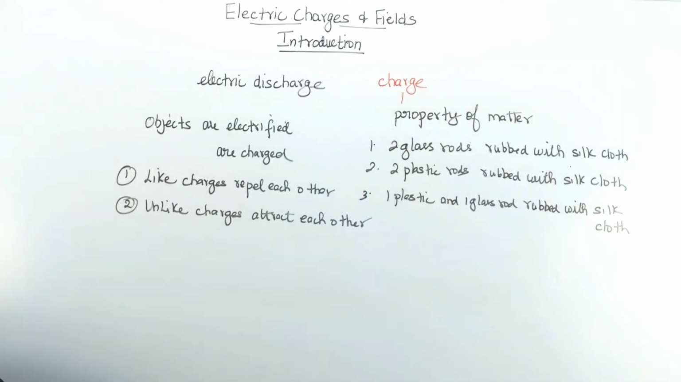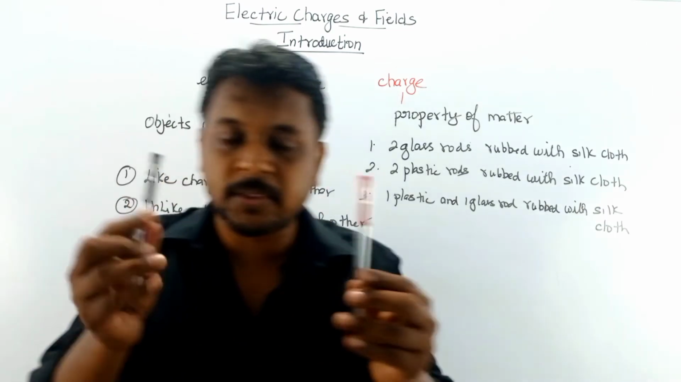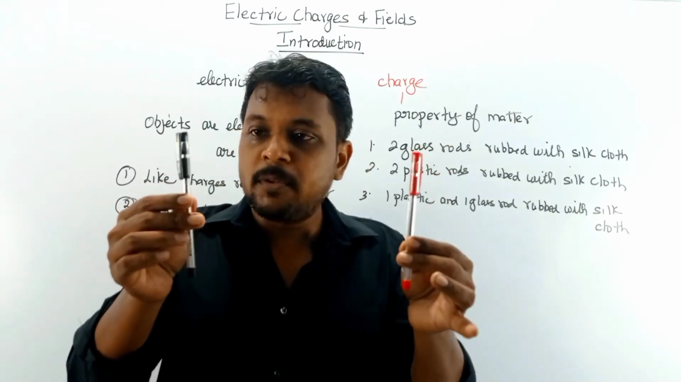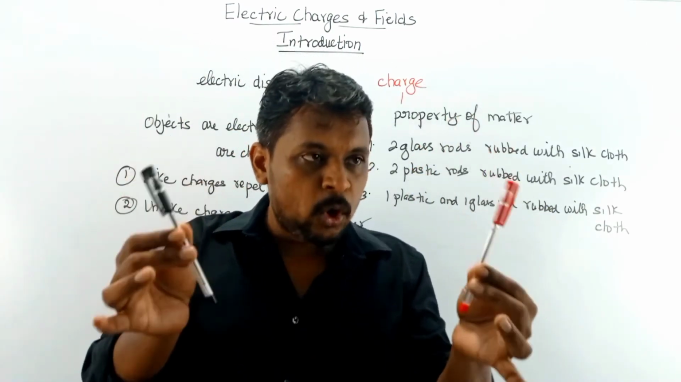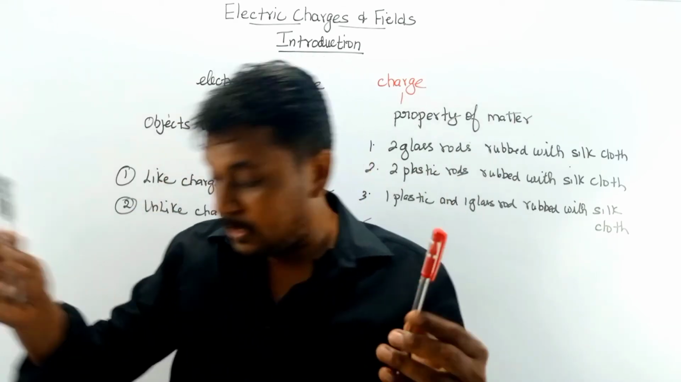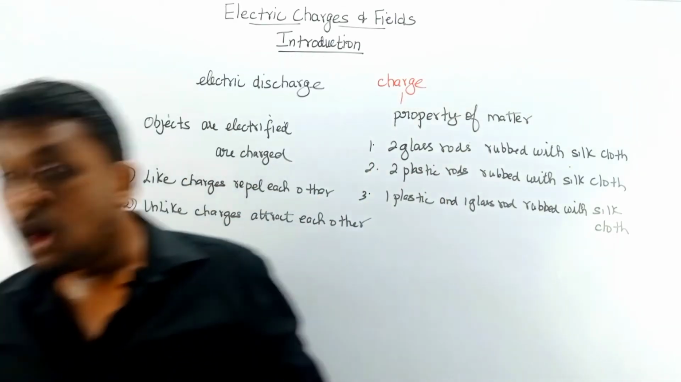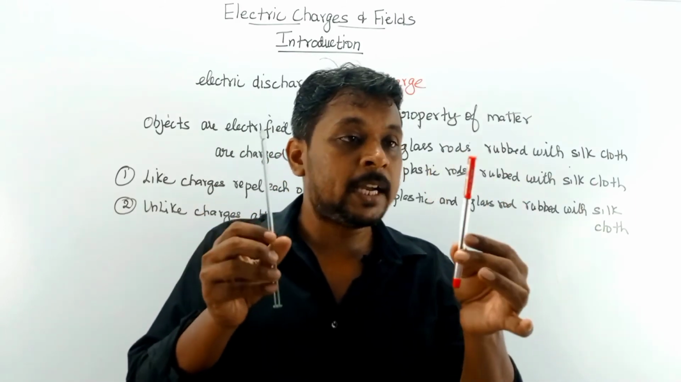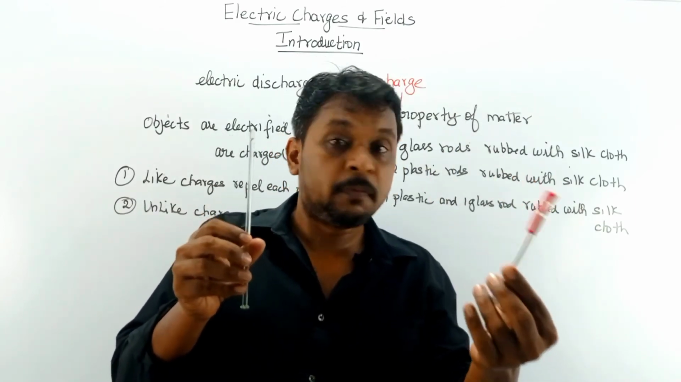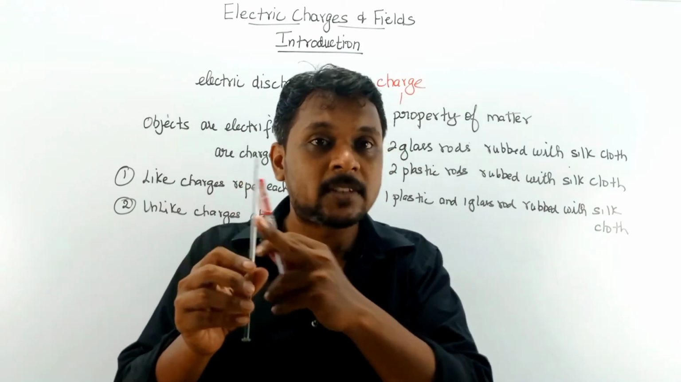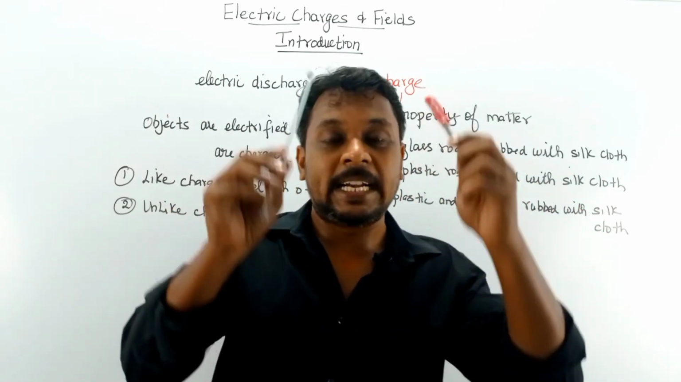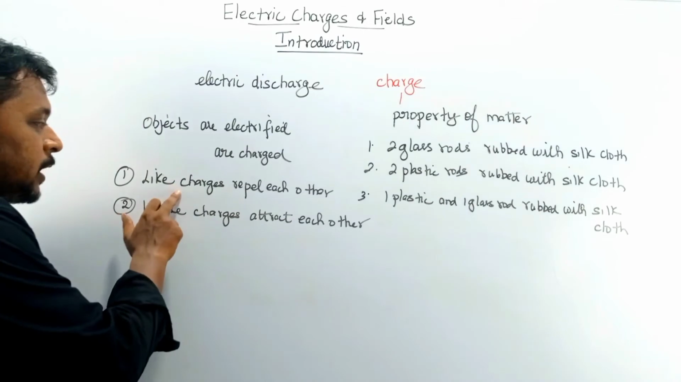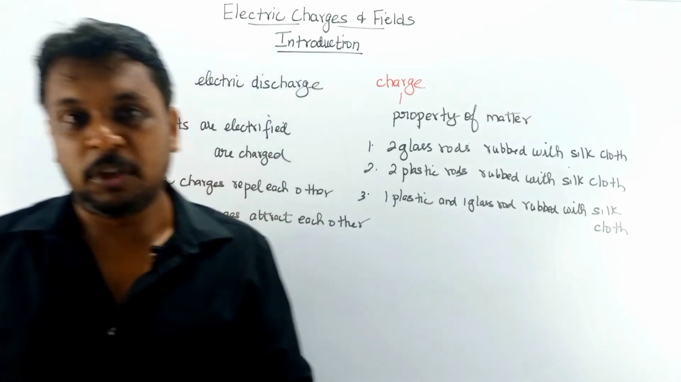Similarly, these two plastic rods, when they are rubbed with silk cloth, acquire the same kind of charge, so when they are brought close to each other, they repel each other. When a plastic rod and a glass rod are brought together after rubbing, the plastic rod acquires another kind of charge, different from the charge acquired by the glass rod. So when they are brought together, they attract. This was the statement concluded from these experiments.